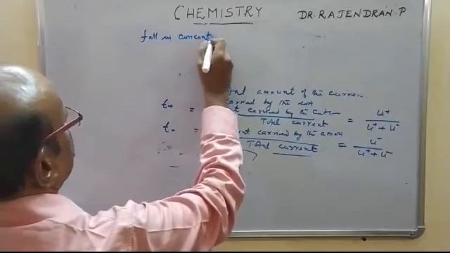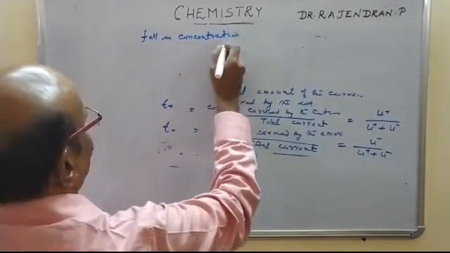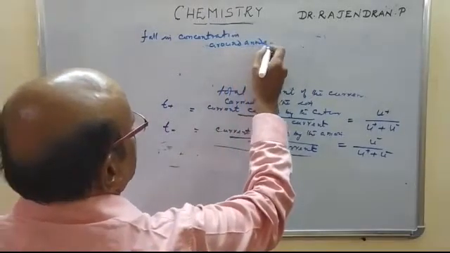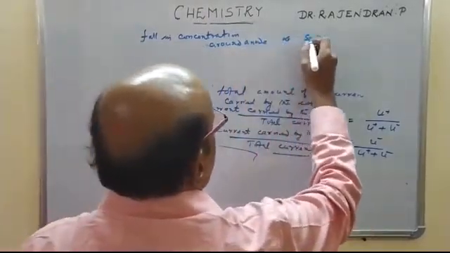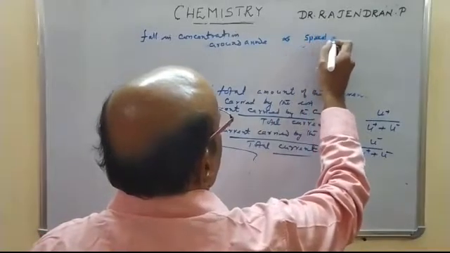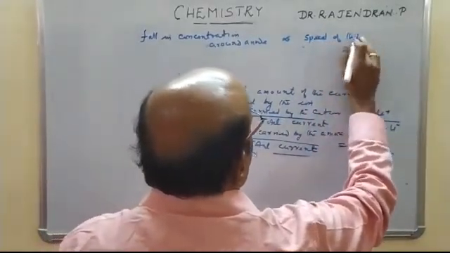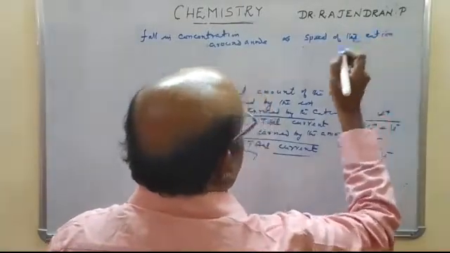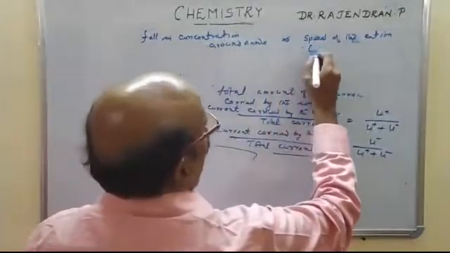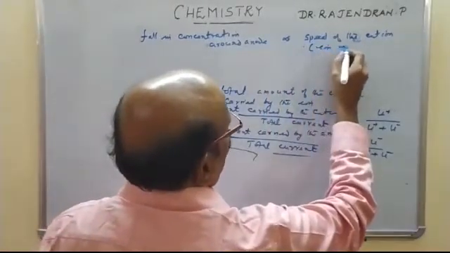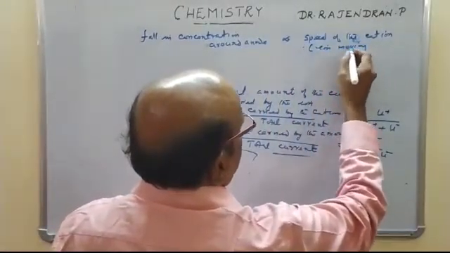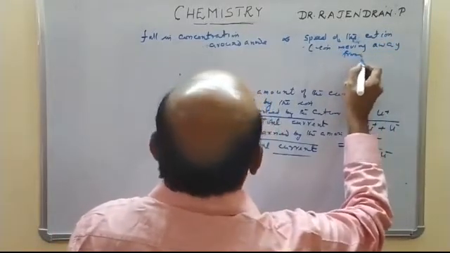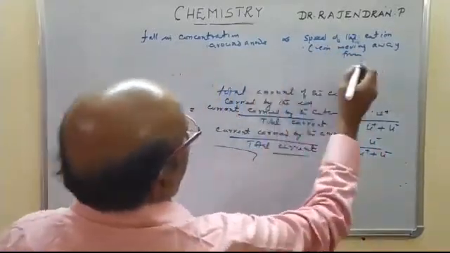Falling concentration occurring around the anode is proportional to the speed of the U plus cation. Okay, speed of the cation, that is the ion moving away from the anode.